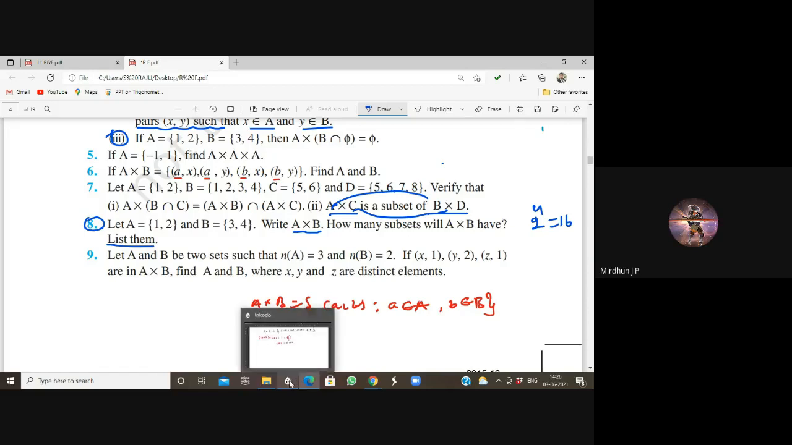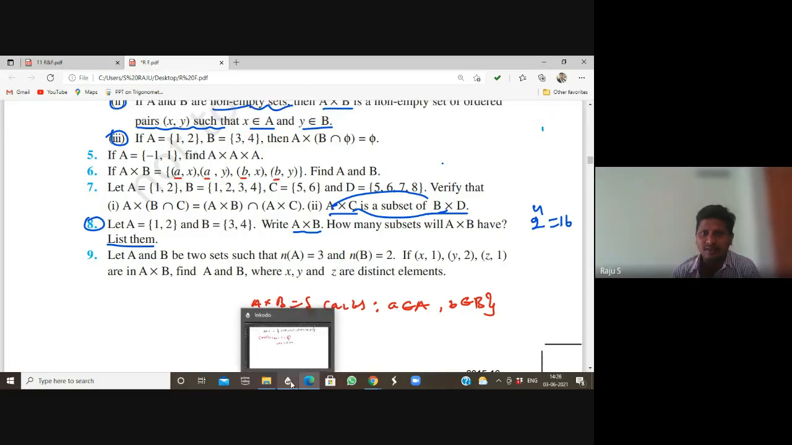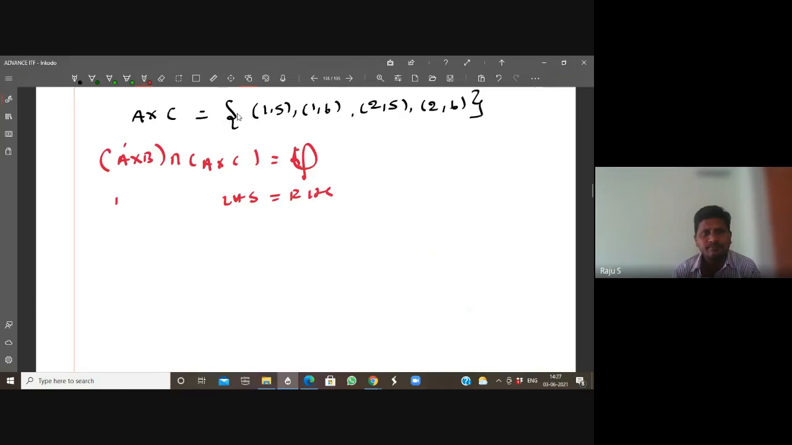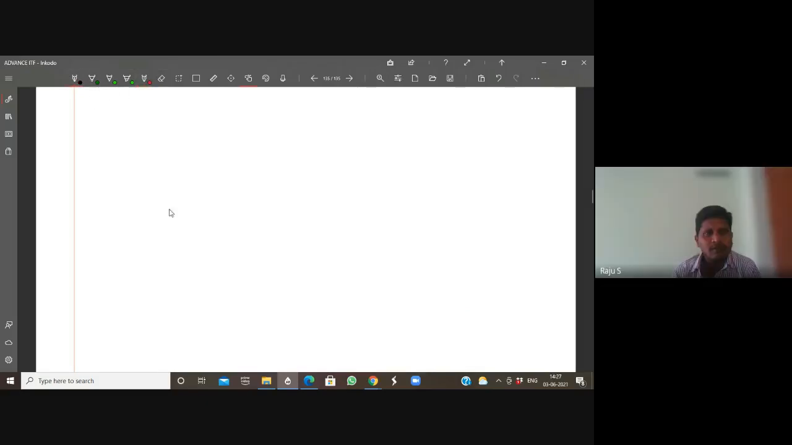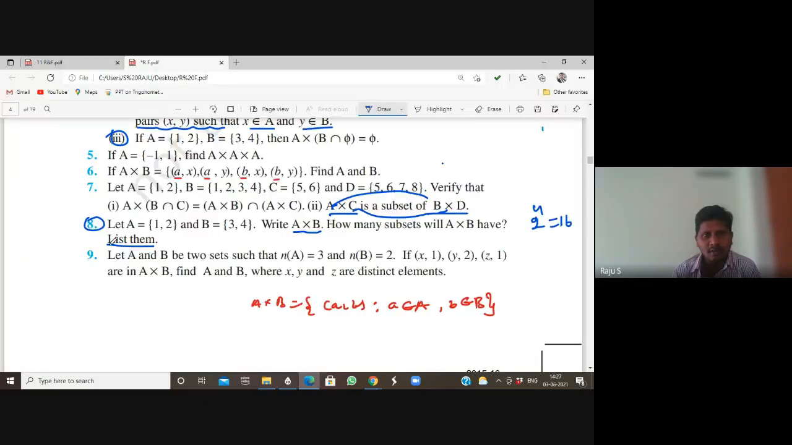The subsets mean relations only, sir? Relations. I told you, every relation is a subset of the Cartesian product. Every subset is a relation. We can call it a subset of A cross B, or else that subset is called a relation, right? Sir, we should write all the 16 things? All the 16. The question itself asks you to list all the subsets. List them, right?